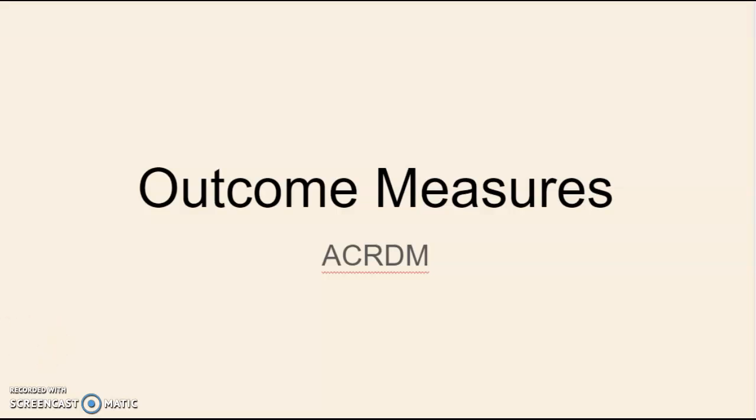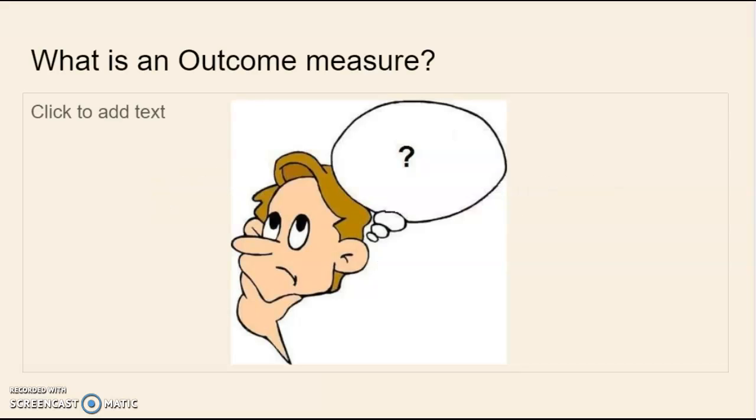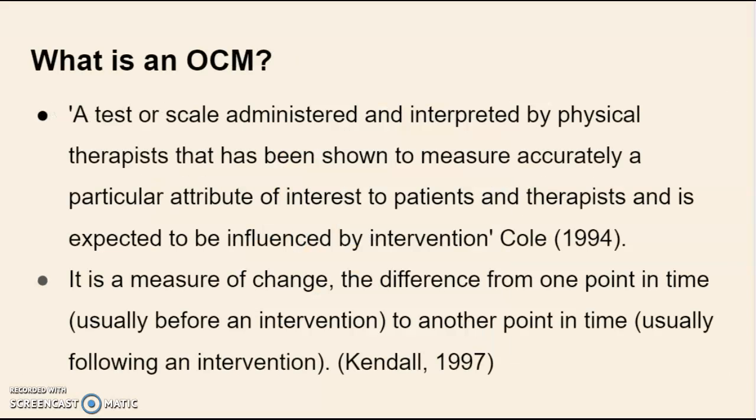So we're just going to talk through outcome measures and give you some tasks to go through as we go along. So what is an outcome measure? An outcome measure is a test or a scale that's administered and interpreted by physical therapists that has been shown to measure accurately a particular attribute of interest to patients and therapists. There are different outcome measures depending on what you're looking for, whether you're an MSK physio, or looking at gait, balance, proprioception or strength.